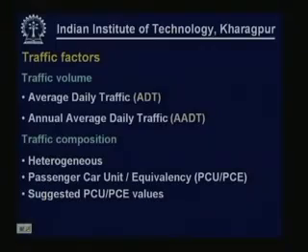AADT is again an average, but where observation is available for all the 365 days in a year. That means the complete yearly traffic volume should be available, and if we calculate the average daily traffic based on the 365 day count, then we get annual average daily traffic.